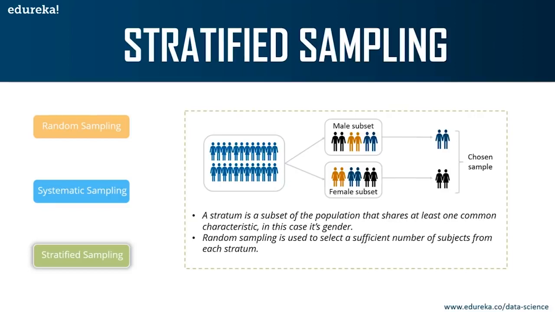So after you've created the strata, you're going to use random sampling on these strata and you're going to choose a final sample. Random sampling means that all of the individuals in each of the strata will have an equal chance of being selected in the sample. Correct? So guys, these were the 3 different types of sampling techniques.